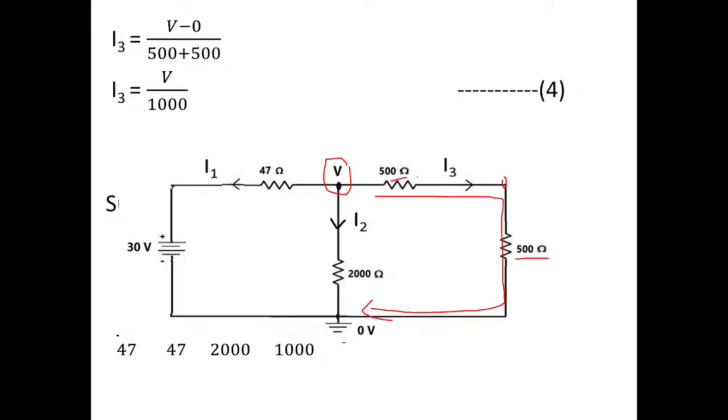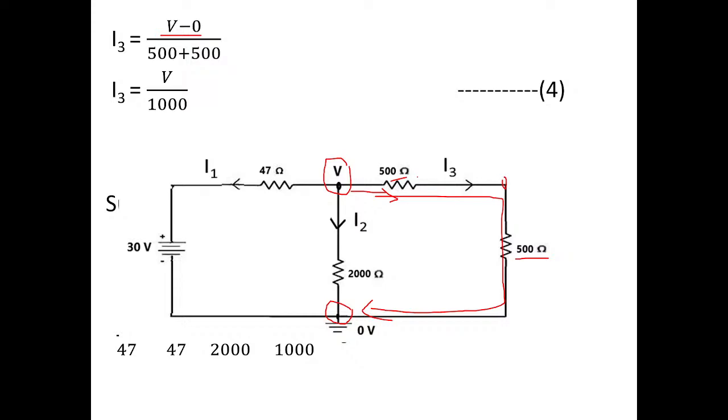So what are the terminals of this I3 current? It starts from this node. This is one terminal and this is another terminal of this branch. So I3 current will start from V and end at 0 volts. According to Ohm's law, the potential difference here is V minus 0, from higher potential to lower potential.